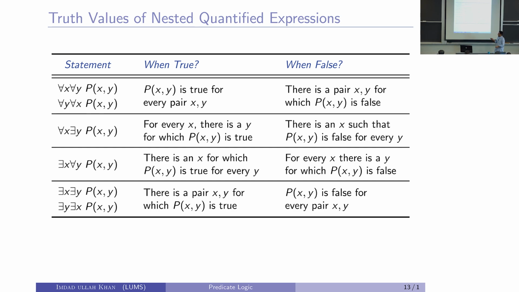Similarly, there exists x, there exists y, and there exists y, there exists x. This order you can flip, P x y. When is there exists x, there exists y, P x y true?